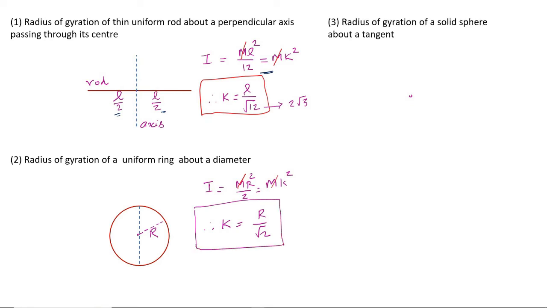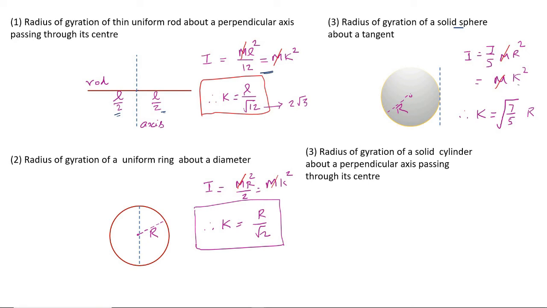Next example, radius of gyration of a solid sphere about a tangent. Solid sphere, radius r, axis. So write the moment of inertia equated to mk squared. Is it clear? 7 by 5 mr squared is the moment of inertia of the solid sphere about a tangent. 7 by 5 mr squared equated to mk squared, cancel m. So k is equal to root of 7 by 5 into r.